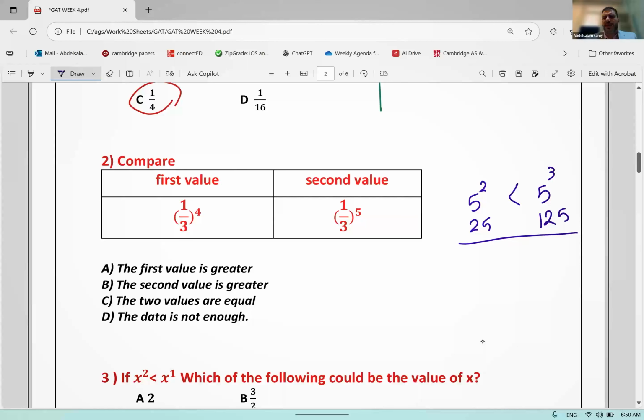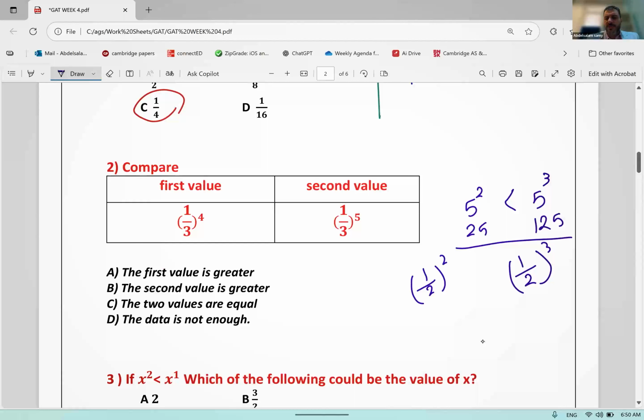If I have fractions, what happens? If I have half power 2 and half power 3. Half power 2: 1 power 2 is 1, 2 power 2 is 4. 1 power 3 is 1, 2 power 3 is 2 multiply 2, which is 8. Which one is greater? A quarter is greater than 1/8. So take it as a rule: for fractions, if you increase the power, the value decreases.